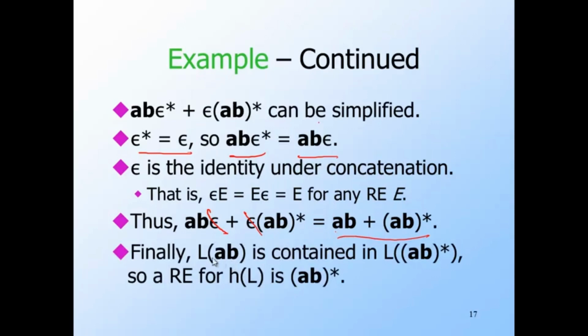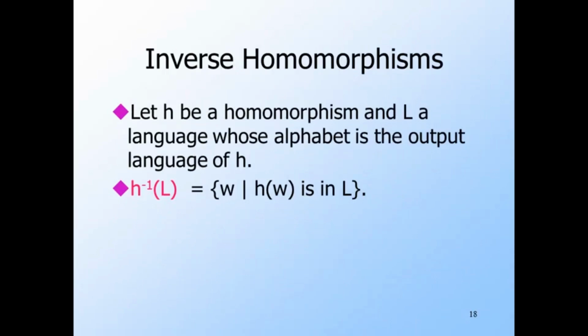But the language of AB is just one occurrence of AB, while the language of AB star is any number of occurrences of AB, including exactly one occurrence. Thus, we can just drop the term AB here, and we are left with just AB star. That's the simplified expression. We can also define the inverse homomorphism of a language or a string.